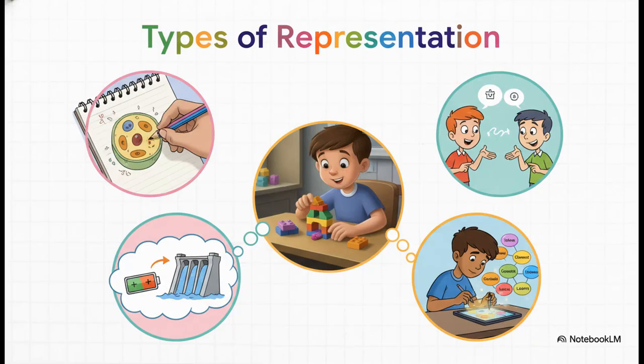And you need to know, this goes way beyond just drawing a diagram. A representation can be almost anything. It could be a gesture with their hands to show a process. It could be building something with Legos. It could be a really good analogy that connects a new idea to something they already know. The possibilities are huge, and that's what makes this so powerful. It gives every kid a different door into the same complex idea.